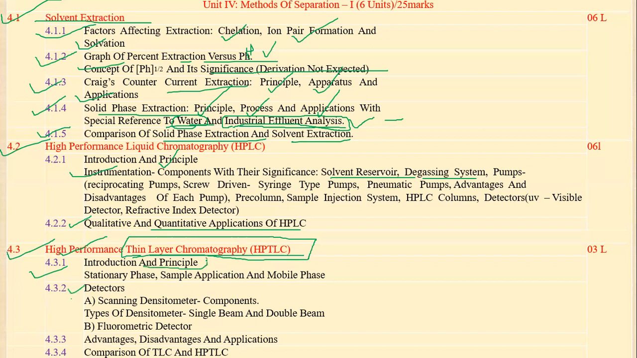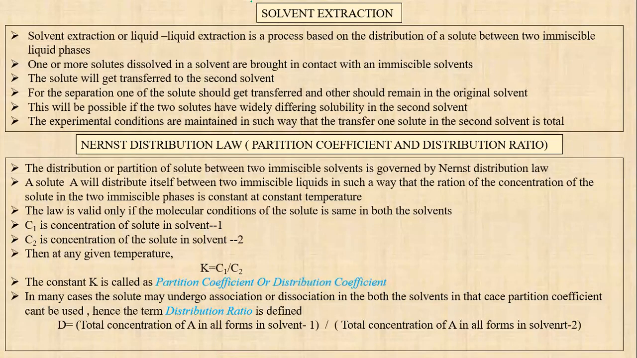Basically for each and every instrumentation we go first for the principle, after that instrumentation. Then detectors are there. Two detectors we are going to study over there. After that, advantages, disadvantages, and applications are there, and comparison between TLC and HPTLC. So this is your first topic, the first slide of this topic: solvent extraction.